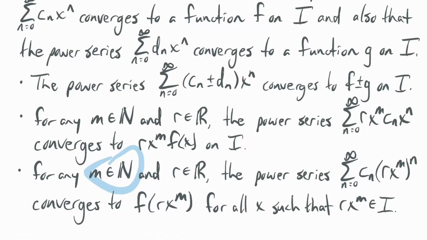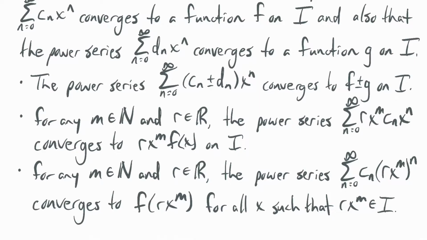Again, for any positive integer m and any real number r, the power series formed by C sub n times (r times x to the m power) to the n power converges to f of r times x to the m power for all x such that r times x to the m power is in the original interval. So what does all that mean?